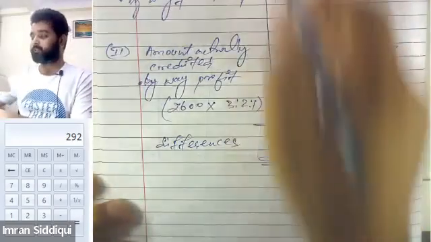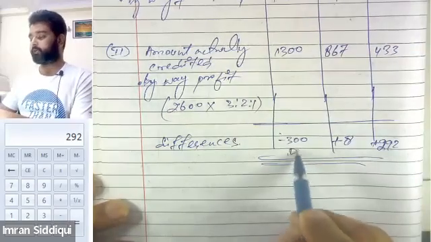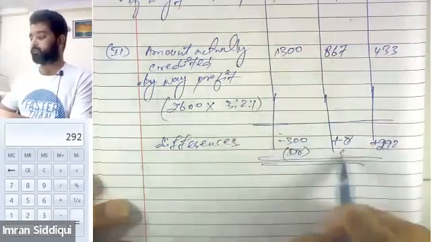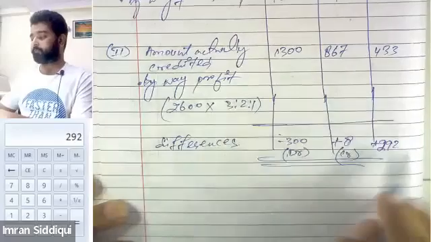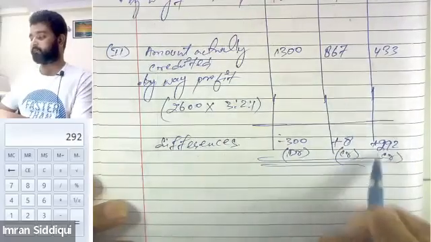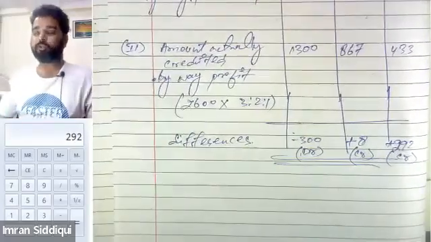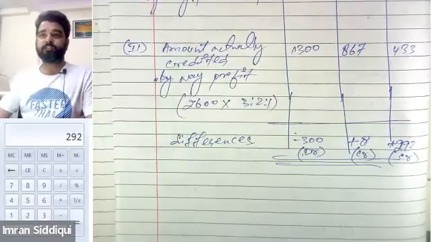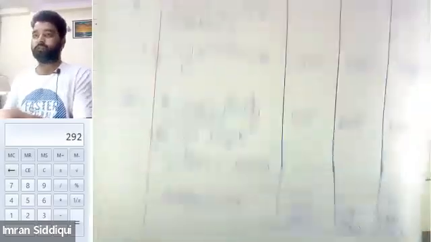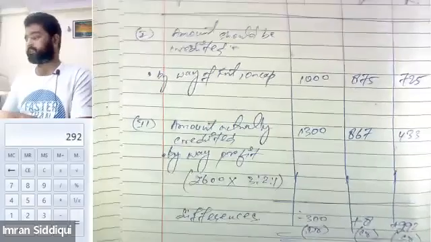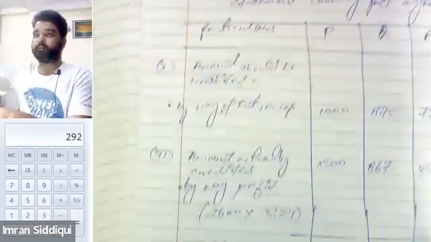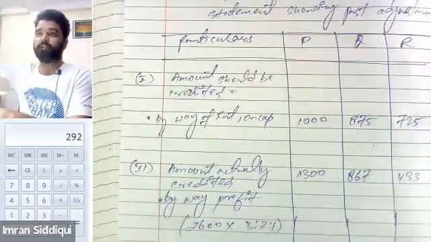So that means P's account needed to be debited. Q's account will be credited by 8 rupees. R's capital account will also be credited by 8 rupees. Sorry, 292 rupees. Is this clear, everyone? This is how we will be preparing the statement of past adjustment. Am I clear, all of you? Any question, any doubt?